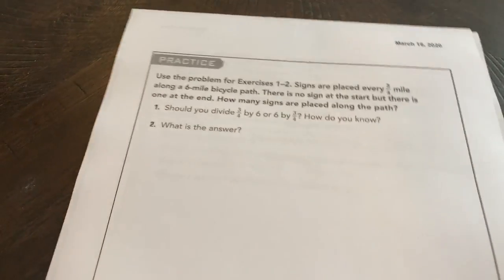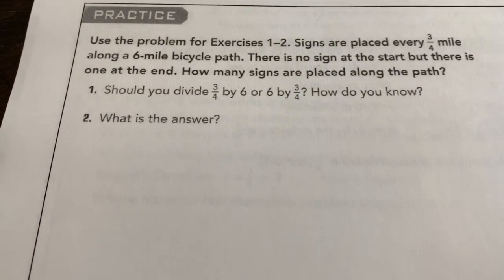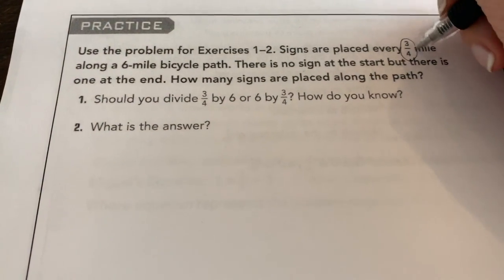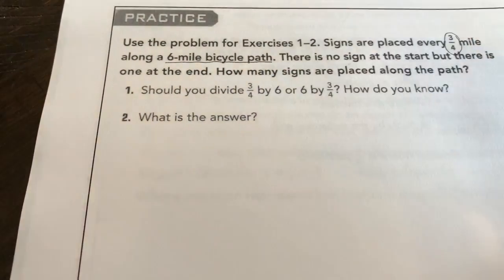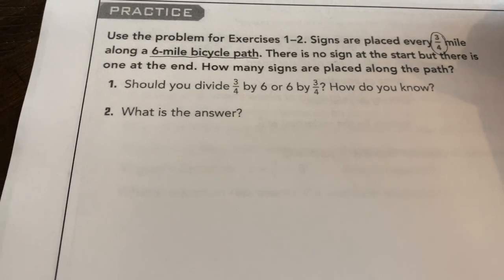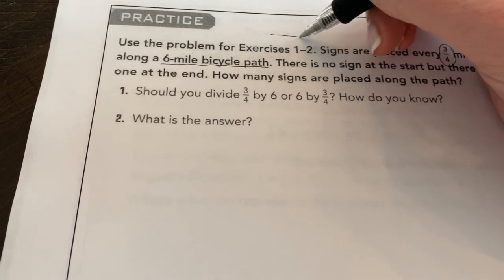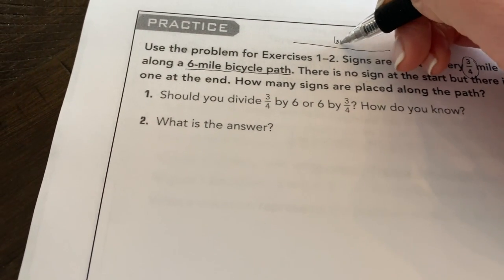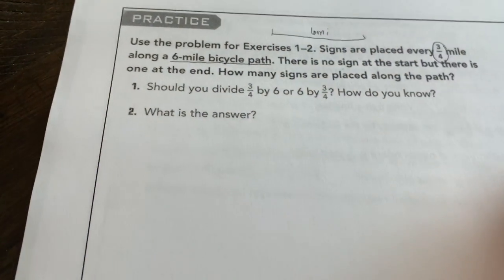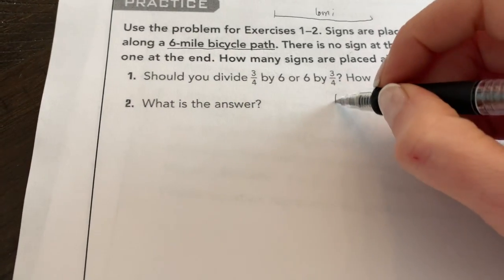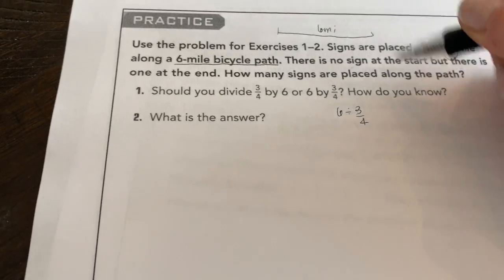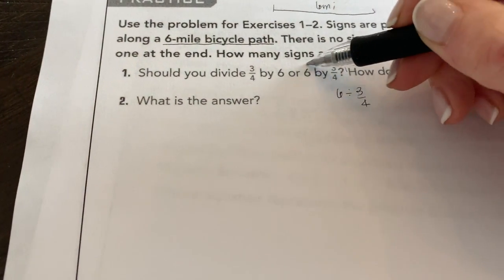Now, we're going to look at the practice. We'll do this together. Signs are placed every 3/4 of a mile along a 6-mile bicycle path. There's no sign at the start, but there's one at the end. How many signs are placed along the path? So you think about it. We have a 6-mile long path. We're splitting this up into pieces of 3/4. So that means we're going to divide 6 by 3/4. Okay? And you can explain how you know on your own. So that means we're dividing 6 by 3/4.